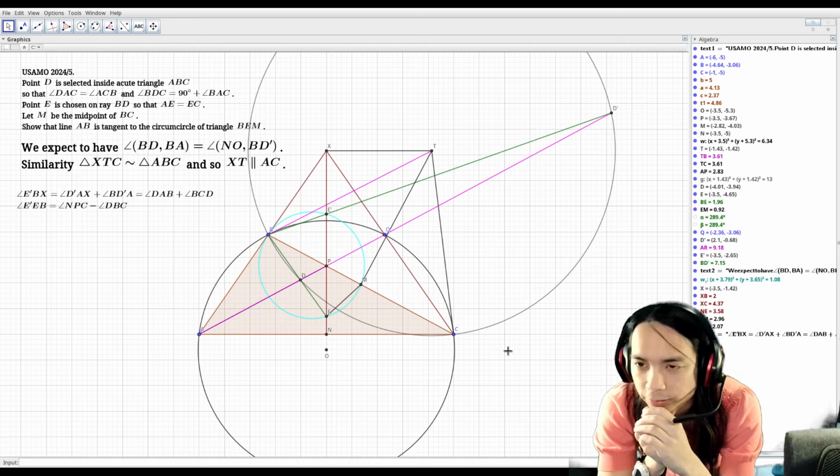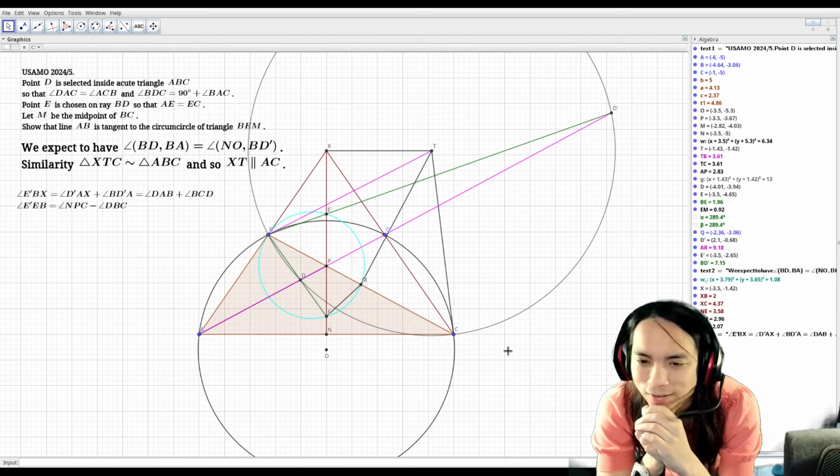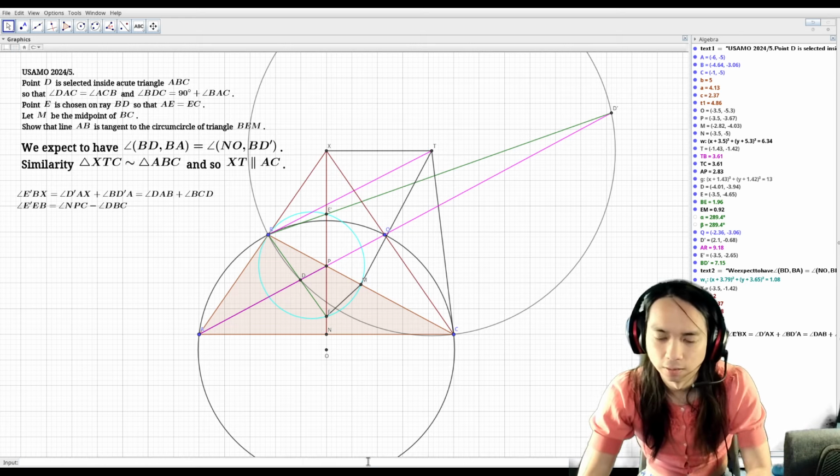But I have this spiral similarity that takes the... that's like mapping M to N somehow. So can I try to get that? Well, MN is parallel to AB, because it's a midline.